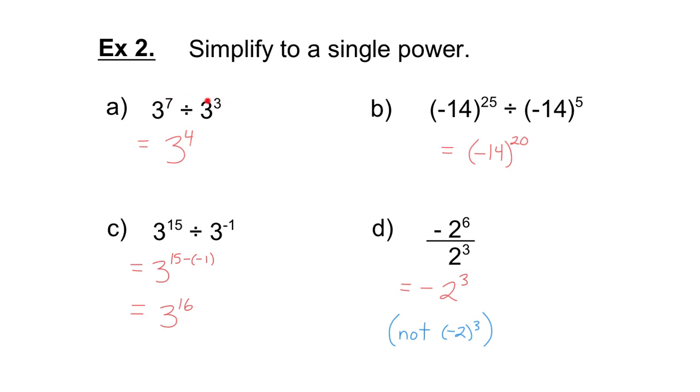7 minus 3 is 4. So this reduces to a single power, 3 to the exponent 4. If the base is negative, the base is still negative. Just subtract the exponents. If your exponent is negative, follow the same rule. Subtract 15, subtract minus 1. Double minus, so it's 15 plus 1. Don't get tricked by that. Here, that minus sign is not part of the power. The power has a base of 2. 6 minus 3 is 3. So that minus sign is not included in the power, so don't write it like this. Write it like this.